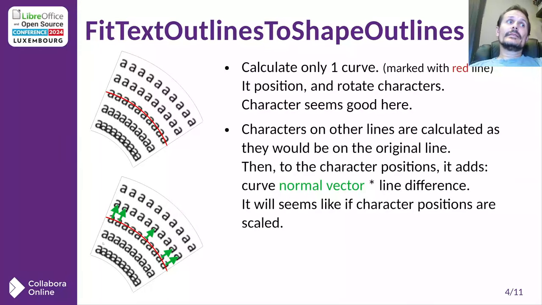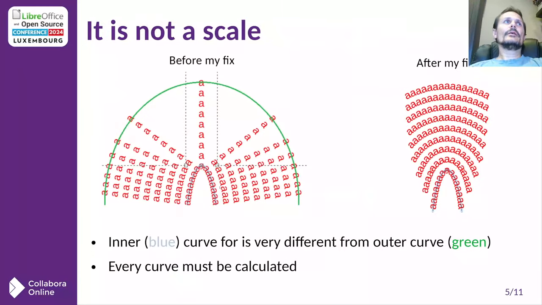By the way, it seems like if we scale the line to a bigger or a smaller line, the characters are still the same size, but their positions are scaled, but it's not exactly a scale. For this I made an example. In this case, the text is aligned to the bottom, and here is the baseline, this blue line. It's rather a tall and not a wide curve line.